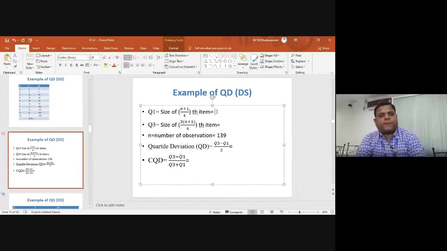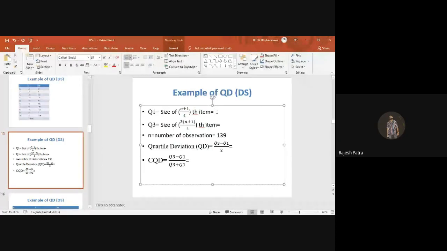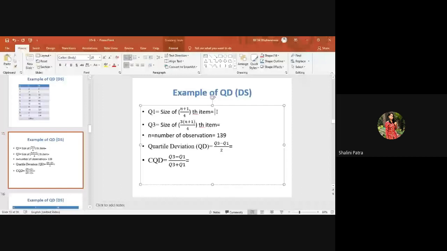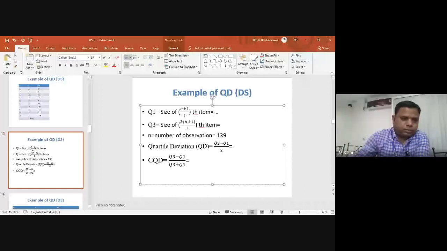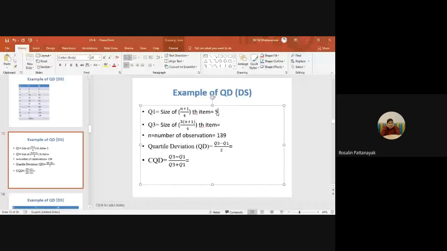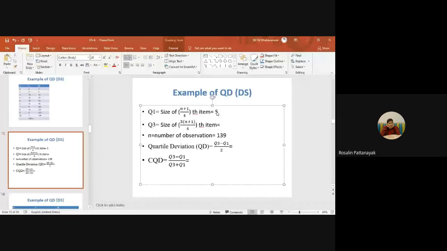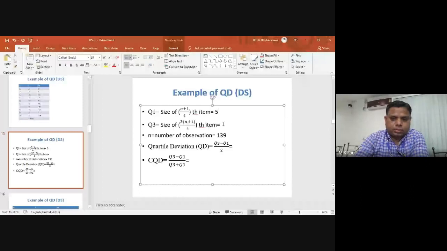So what is the value of Q1 here? Sir, 35. 35 lies in between which area? 5, sir. 5. Right. Next, in case of Q3, just multiply by 3. 3 into 139 plus 1, whole divided by 4, that is 105. 105 lies in between which area? Starting from 2 to 123. That means your Q3 value is 8.